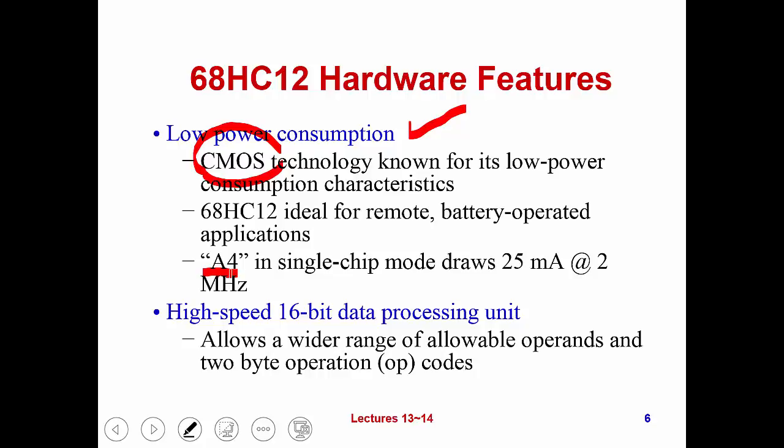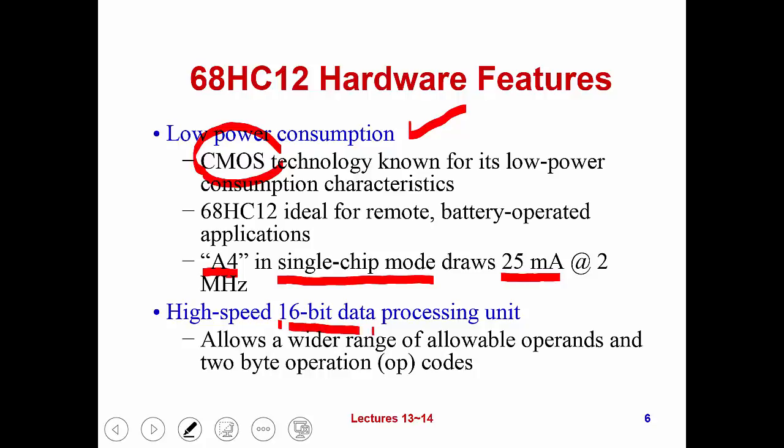version in single chip mode, we will talk about its operating modes in a while. Even for the A4 version, we may have different operating modes. If we assume A4 runs in single chip mode, it only consumes 25 milliamperes when running at 2 MHz. So it consumes very little power, and it is also high speed.